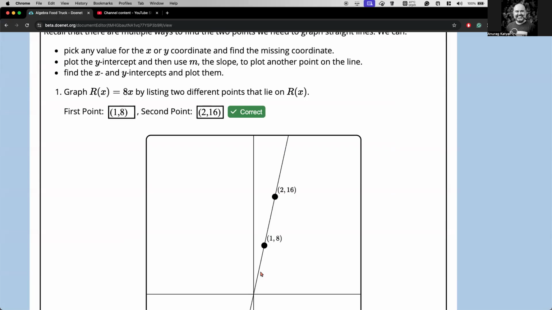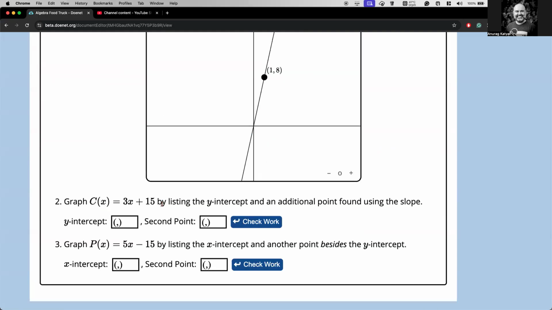That's my revenue function. Number go up. What happens the more burgers I sell? I make more money, which hopefully makes sense. Yes? Okay, this is my cost function, and I want it by finding the y-intercept and some other point.